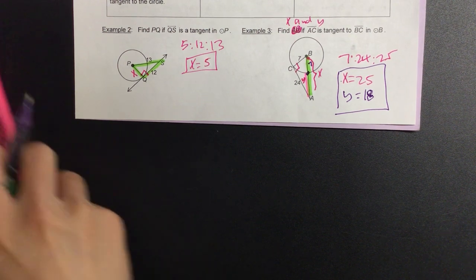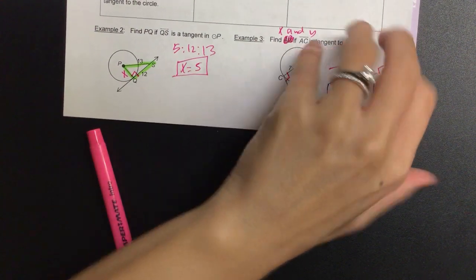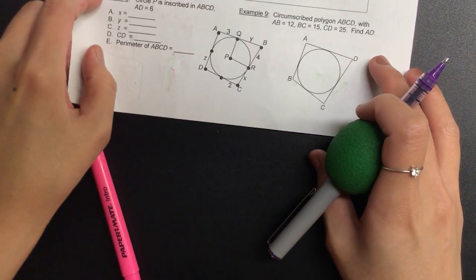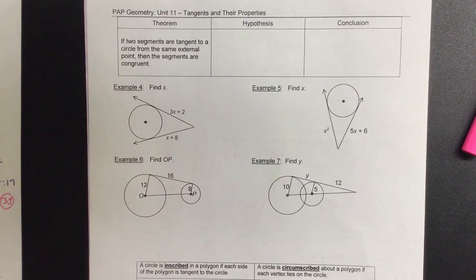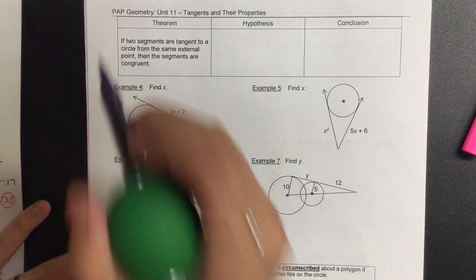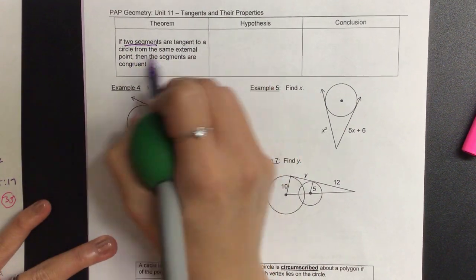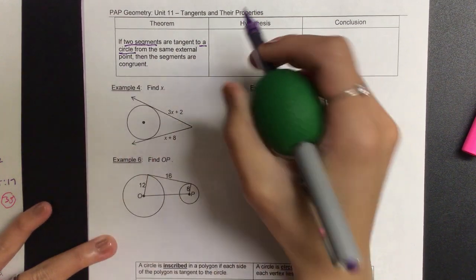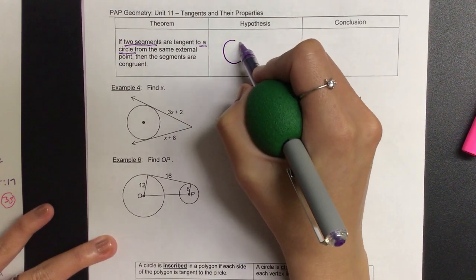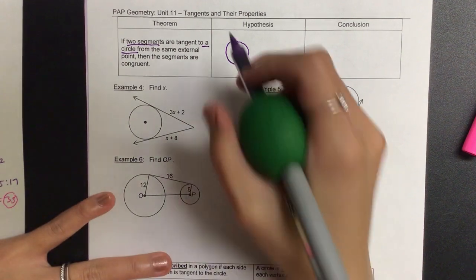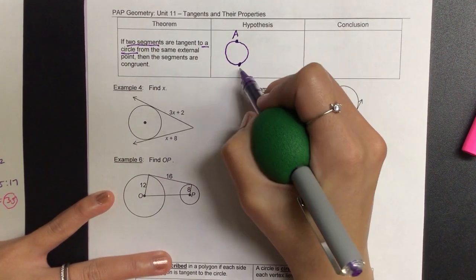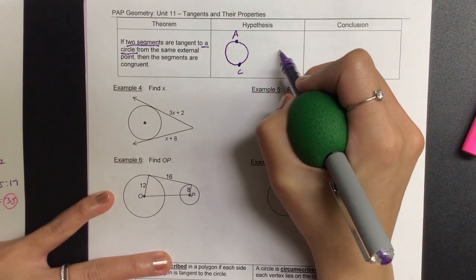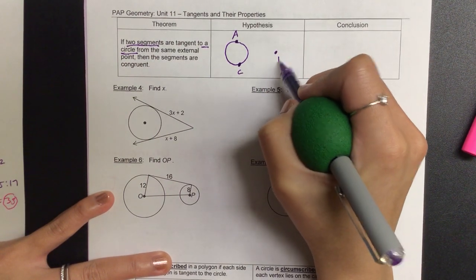So let's move on to the back and look at our definition. And Luke, let's read the theorem in the box. Two segments tangent to a circle from the same external point are congruent. So I want you to give me a circle. And we want a tangency, so put a dot wherever you want, and I'm going to call that AC. And put a dot outside of the circle, let's call that B.